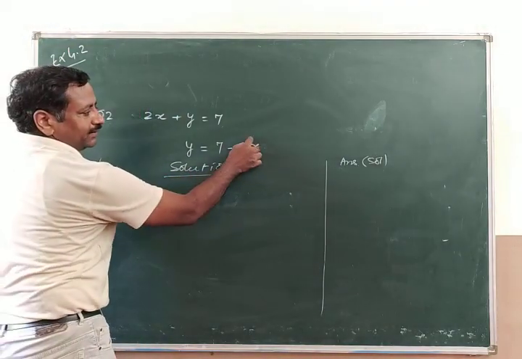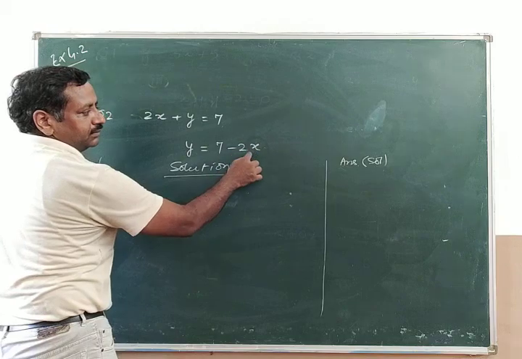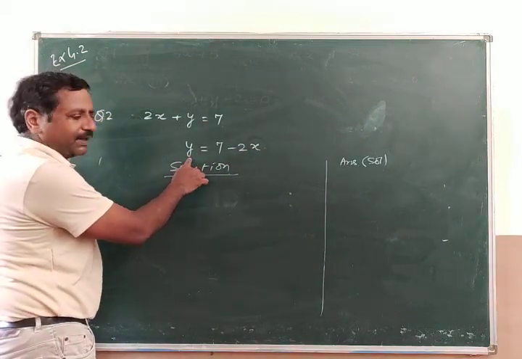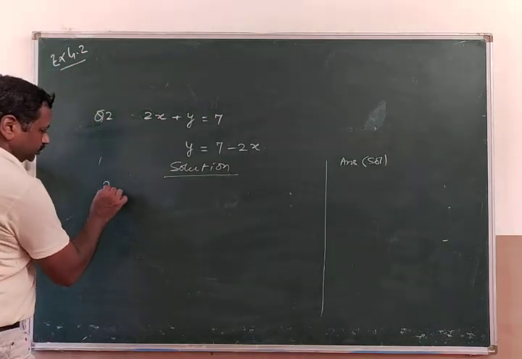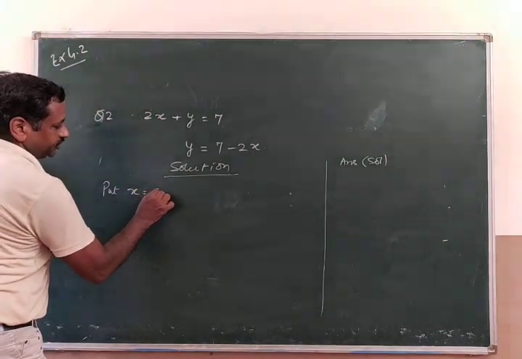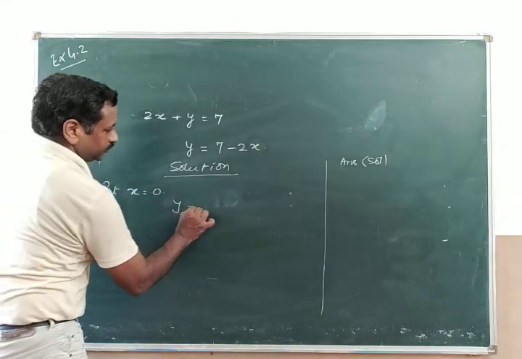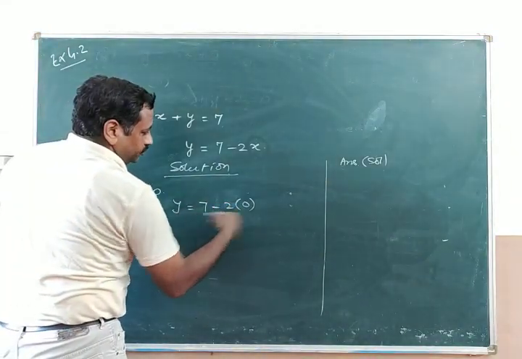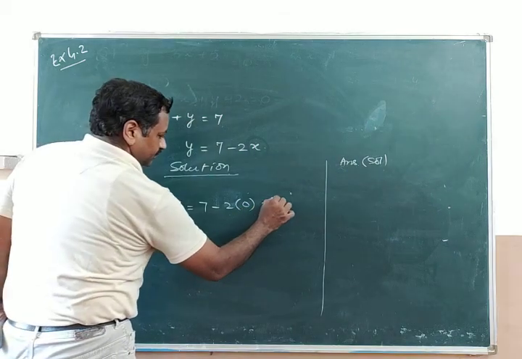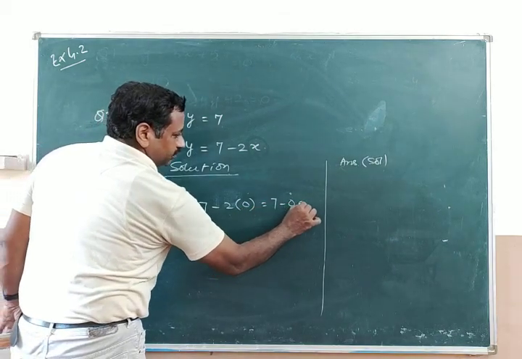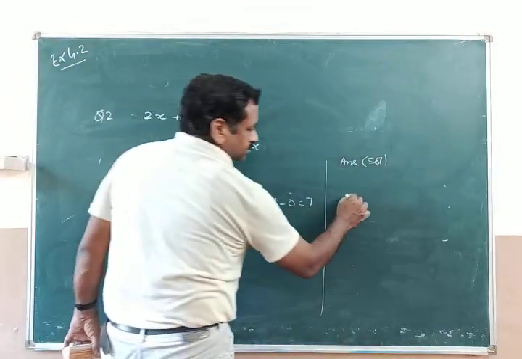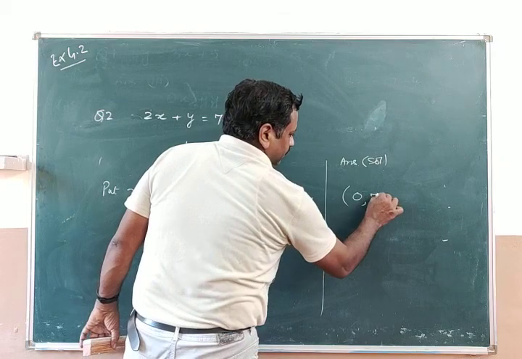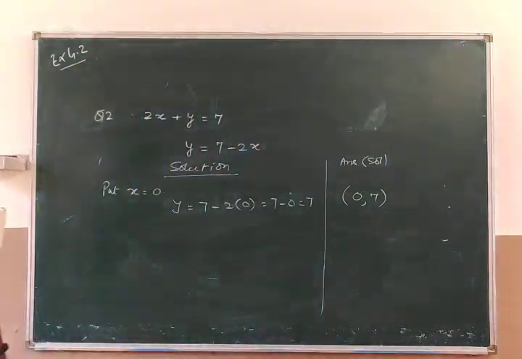So this is my independent variable and this is my dependent variable. I can put any value of x. Put x equal to 0, then y will be equal to 7 minus 2 into 0, that is 7 minus 0, 7. So x equal to 0, y equal to 7. First solution is 0, 7.